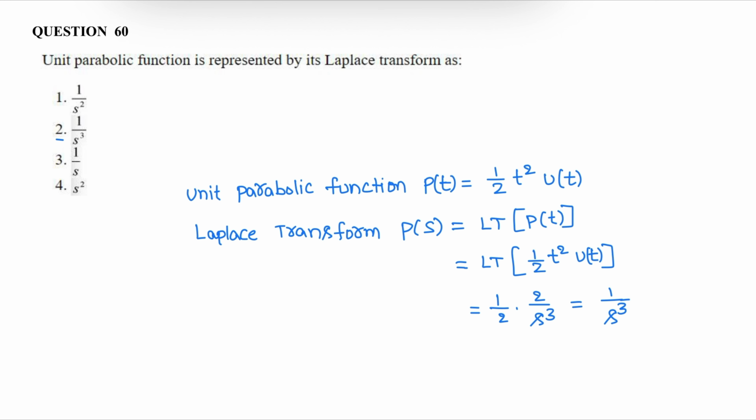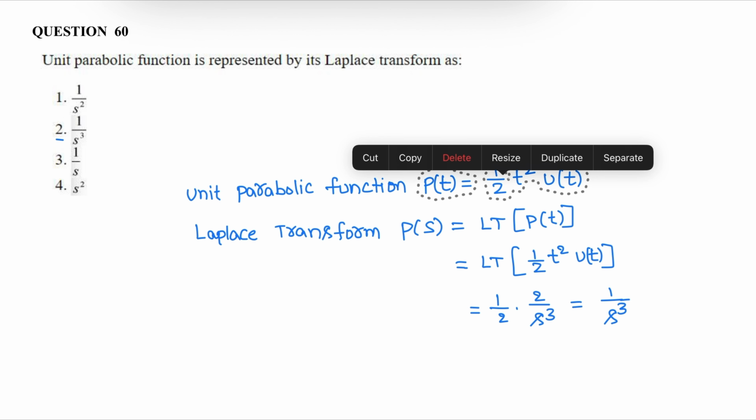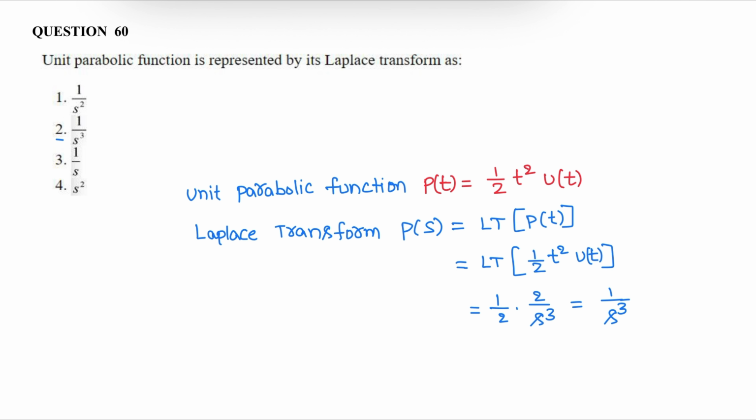Question number 60. The unit parabolic function is represented by its Laplace transform as. Unit parabolic function p of t is equal to 1 by 2 t square into u of t. That is, t square by 2 into u of t is a parabolic function, unit parabolic function. So for this, Laplace transform is p of s, which is equal to Laplace transform of p of t, that is Laplace transform of t square by 2 into u of t.